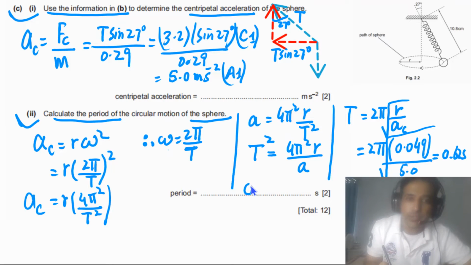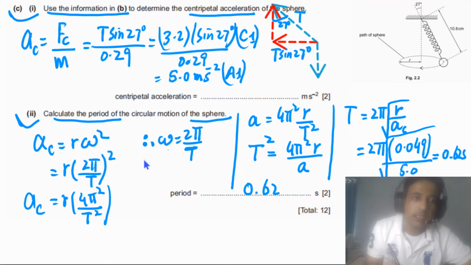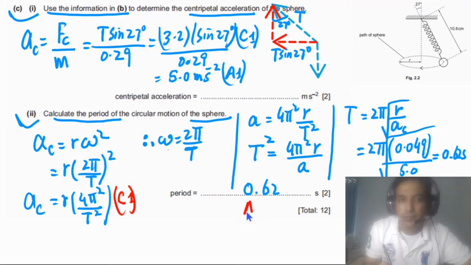So this is the final answer, 0.62 seconds. And this question has 2 marks. 1 mark you will get if you have written this expression, you will get 1 C mark, and if you got the right answer, you will get 2 marks.